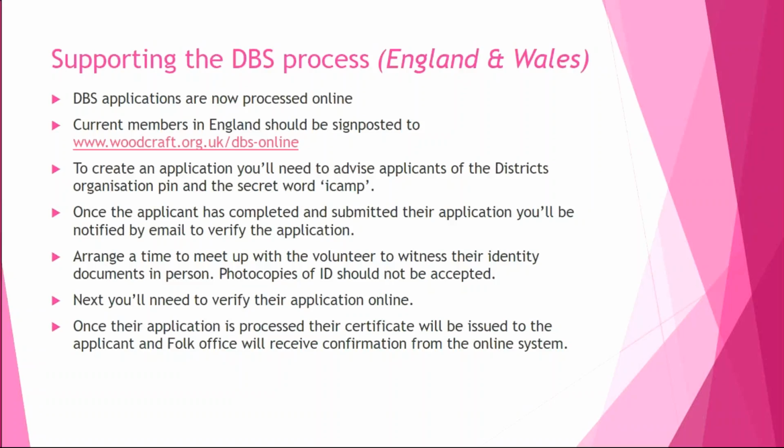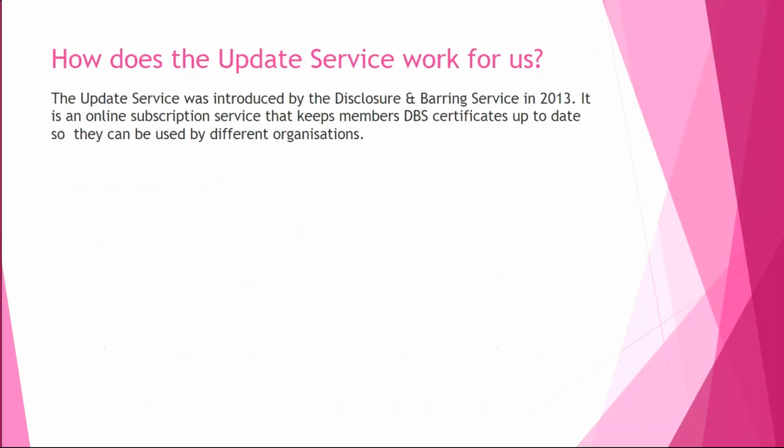One of the main reasons we moved to DBS online was so membership secretaries no longer had to witness DBS certificates. The online system notifies Folk Office directly of all DBS certificate information and whether there are any convictions listed. Only if a conviction is listed will we ask that you witness the certificate and send us this information. We're going to look at the update service next, which is only in England and Wales.